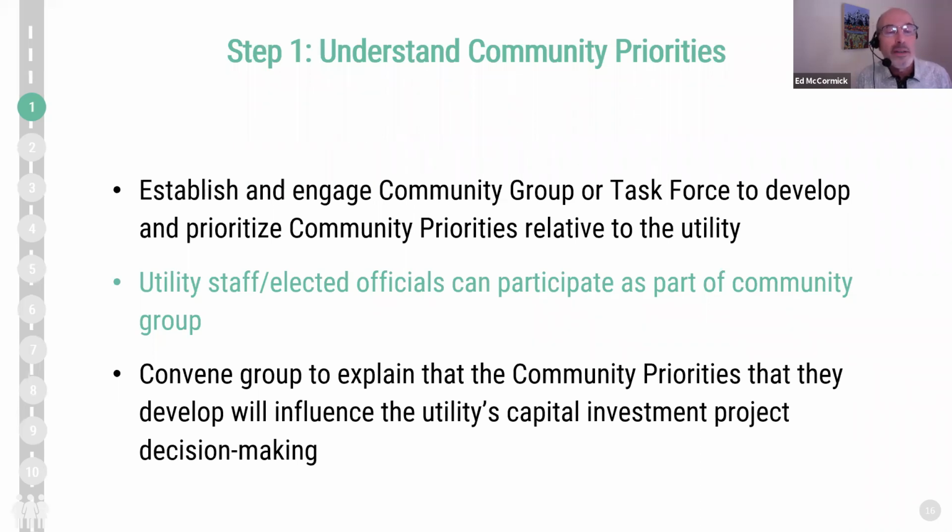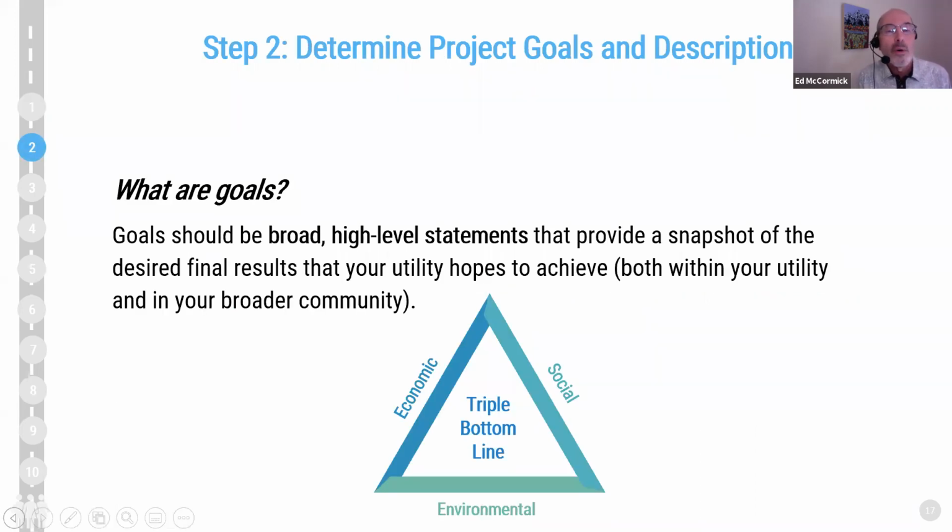Now, we found with the three utilities that have used this to date that utility staff obviously participate, and sometimes elected officials have also participated as part of a community group. And then finally, convening the group to explain how the community priorities that they develop will influence the utility's capital investment decision-making process going forward. Next slide.